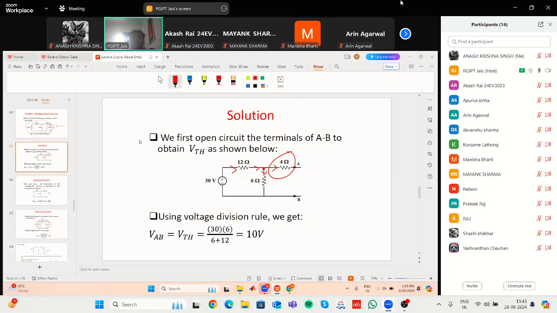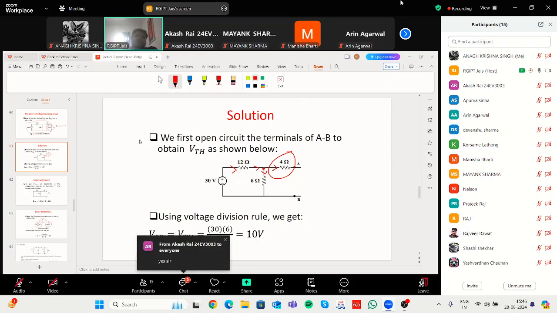Will any current flow through this 4 ohm resistance? Write yes or no in the chat. Will any current flow through this 4 ohm resistance? Why? Akash is saying why. Yes, Pratik is saying no. Akash, why will current flow? Because there is open circuit.